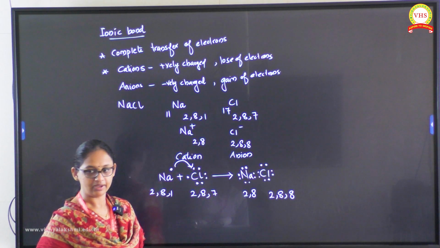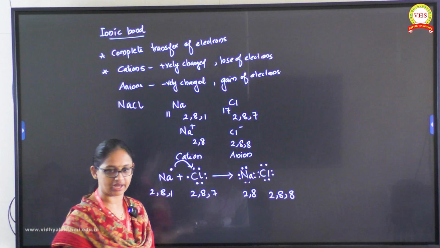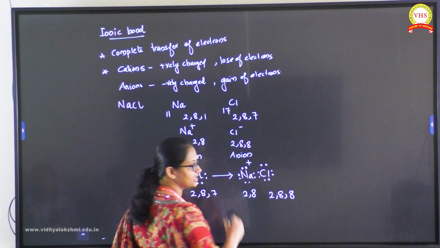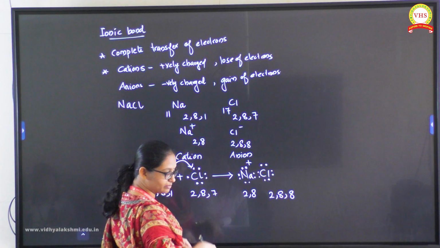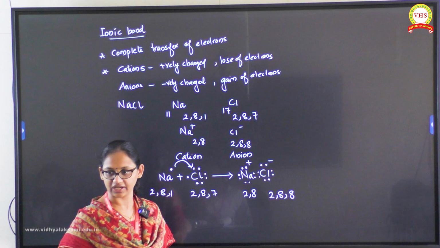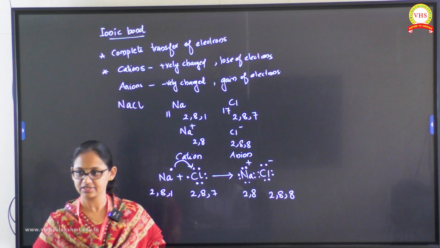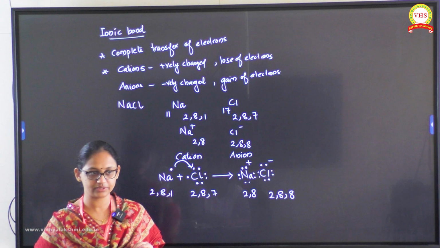Clear? Sodium loses 1 electron and becomes positively charged. Chlorine accepts that electron and becomes negatively charged. This is the formation of sodium chloride. So it is clear. Any doubt?